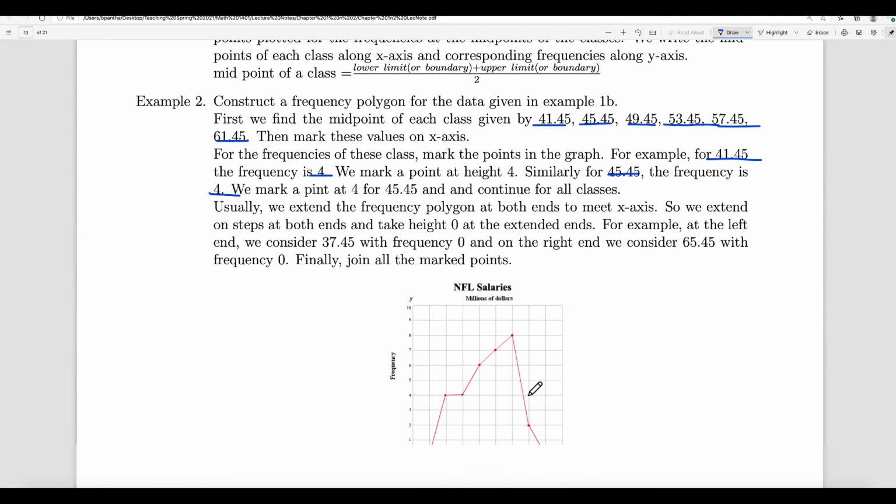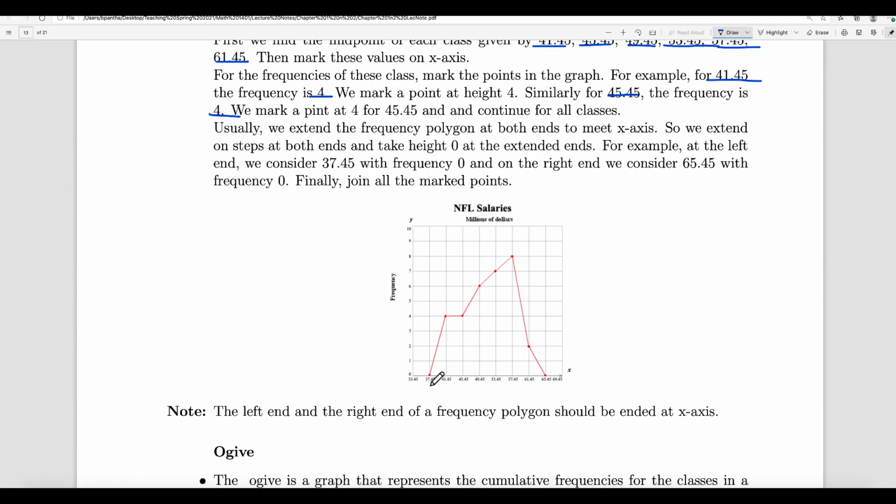Okay, now look at this. What is the midpoint of the first class? It is 41.45, and 4 is the frequency. The difference between the mid values is 4, right? 41.45 is the mid value of the first class, 45.45 is the mid value of the second class, and this is the mid value of the third class.